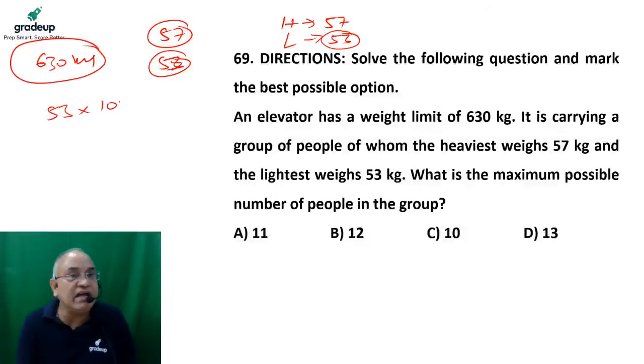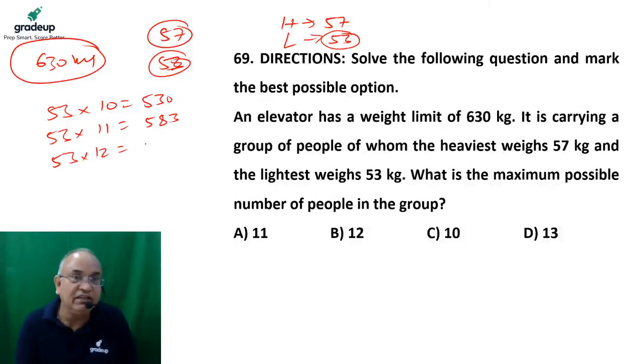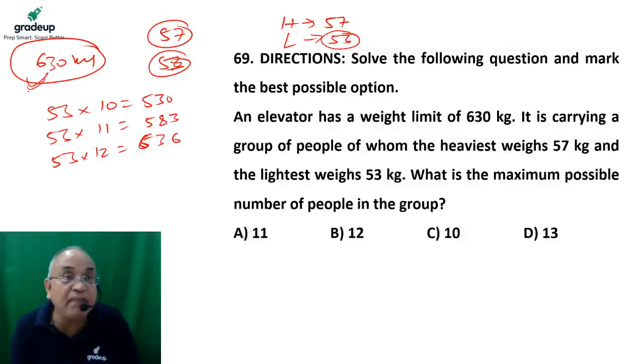If 10 persons are there, the total weight in the lift is 530. If 53 is the weight of one person and 11 persons are there, the lift carries how many kgs? Add 53 to it, 583. With 12 persons, it becomes 636, and the lift can carry at max 630.